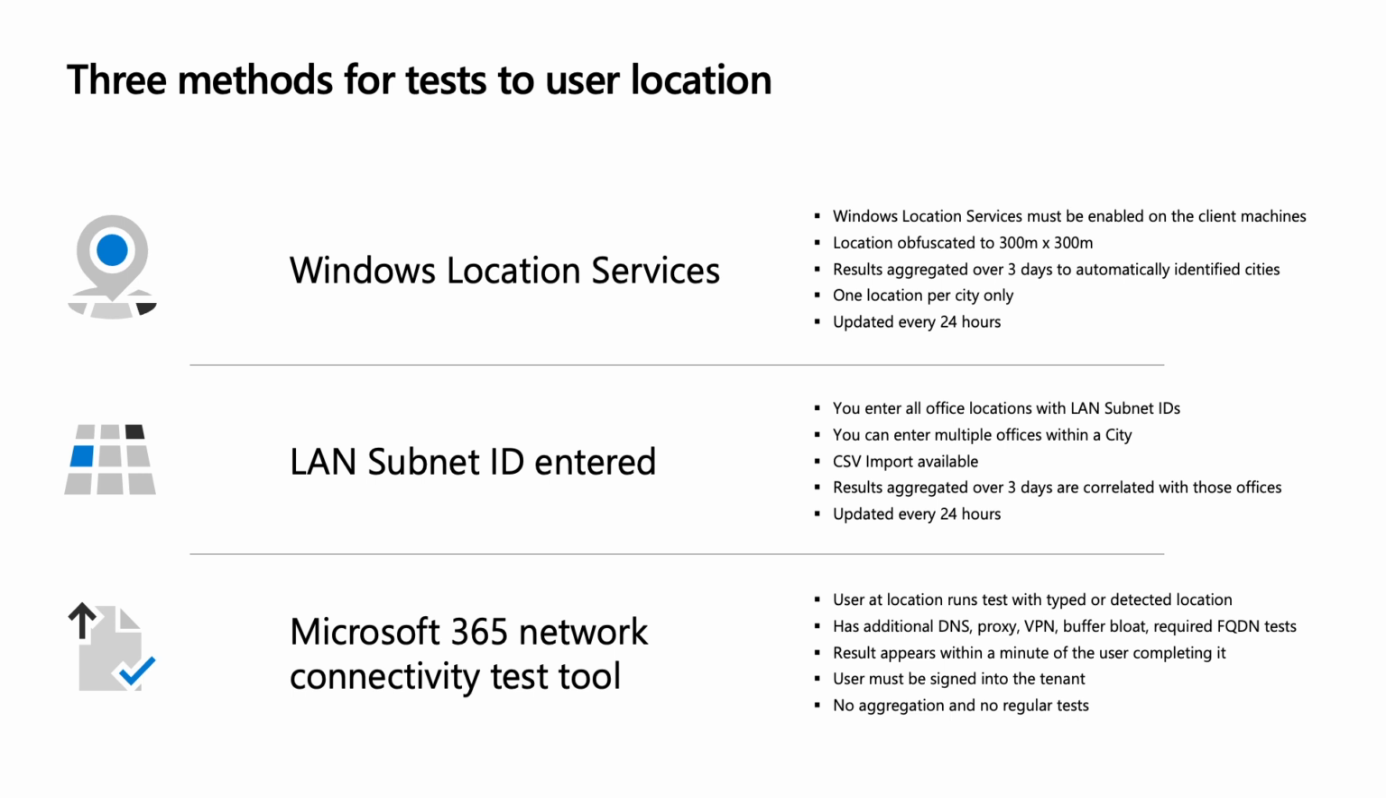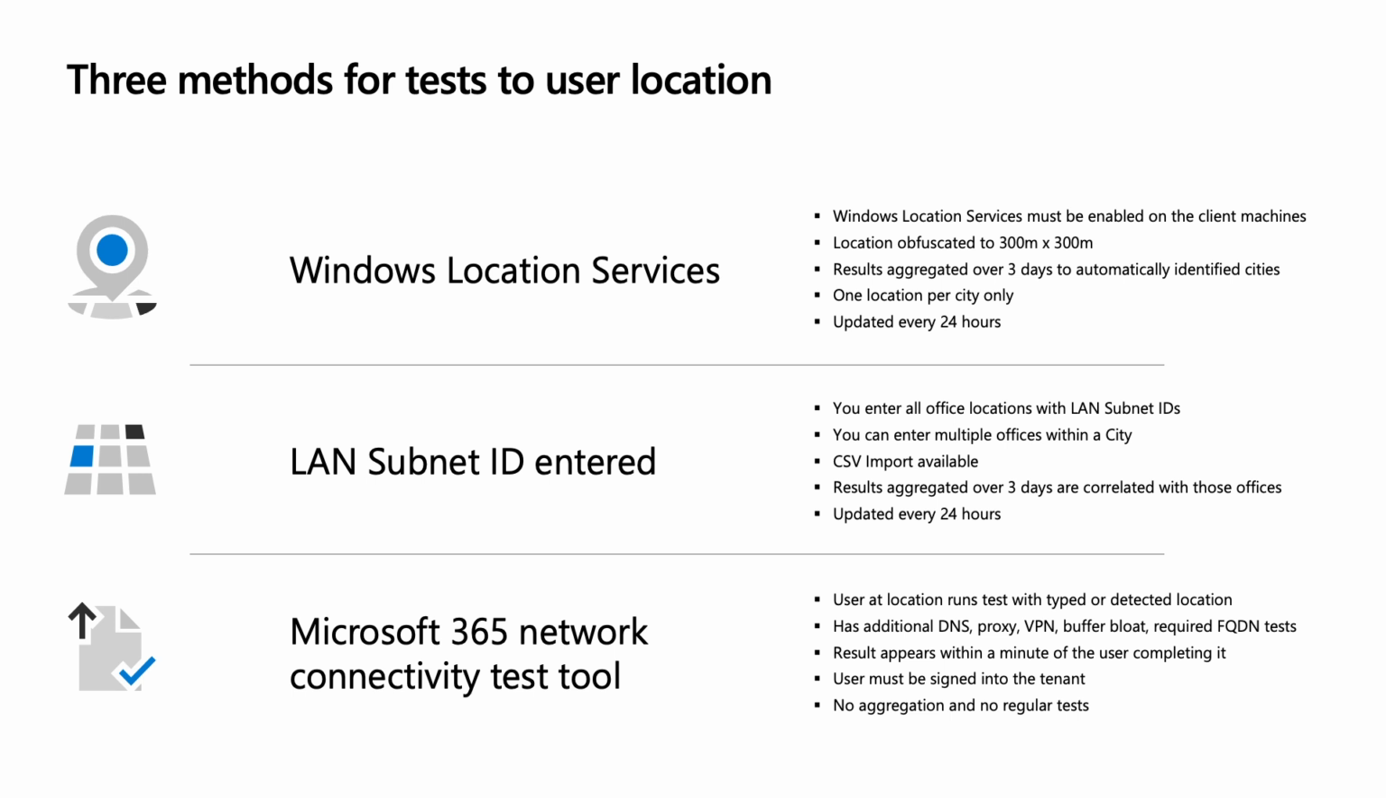Let's compare that to the next one, which is entering Office information and the LAN subnet IDs that are part of that. For this, you have to enter all of your Office locations and specify the LAN subnet IDs. You can upload this with a CSV import function that you have. You can enter multiple Office locations with different LAN subnet IDs in a single city, something you can't do with Windows location services. These results are also aggregated over 3 days and they are updated every 24 hours.